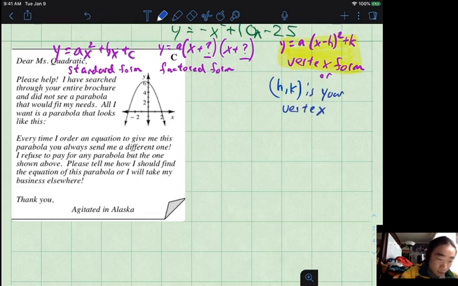So h is the x-coordinate of your vertex. Notice this h is being subtracted from x, just like when we want a positive x-intercept, we have to take it away. And then down here, this is k, that's the y-coordinate of your vertex. That's different than the y-intercept, which is c over here. All right, and we're going to put some of those into play.